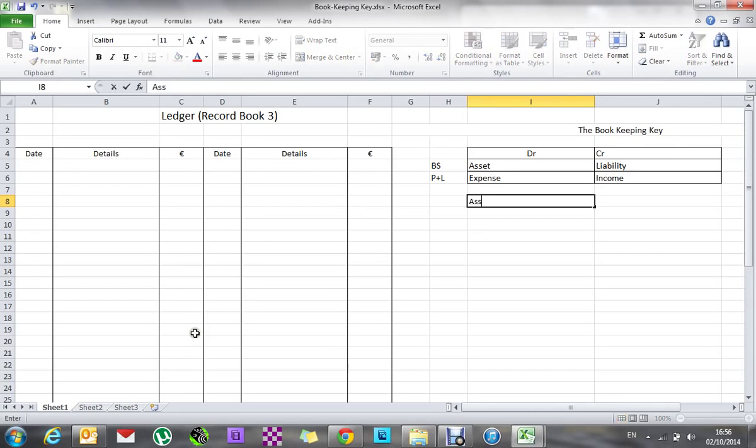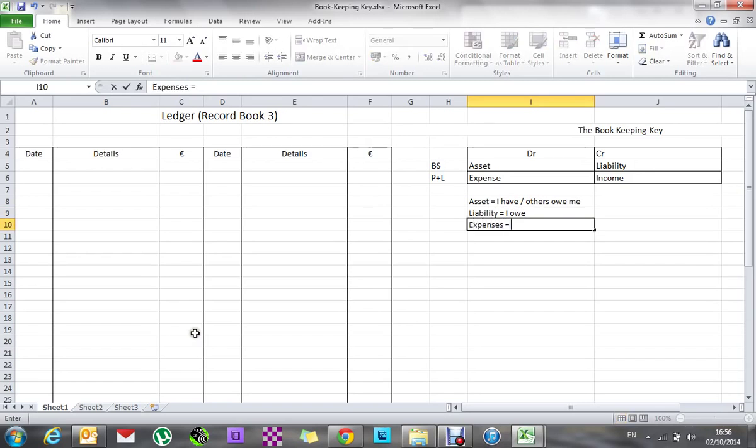So asset means something that I have, or maybe others owe me. Okay, liability, I owe to others. Now when I say I owe, I'm saying that the business owes. The business is separate from the owner.